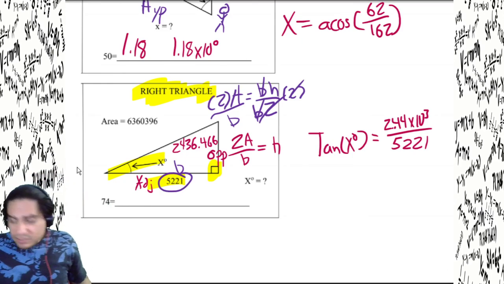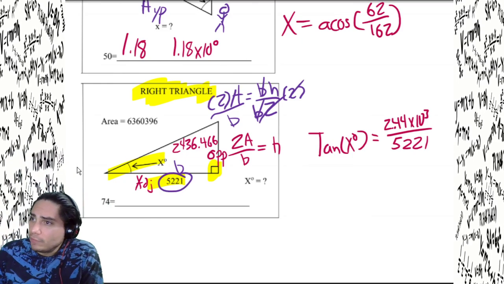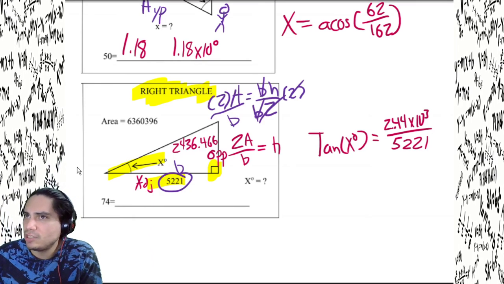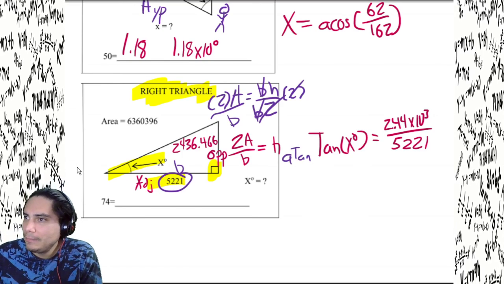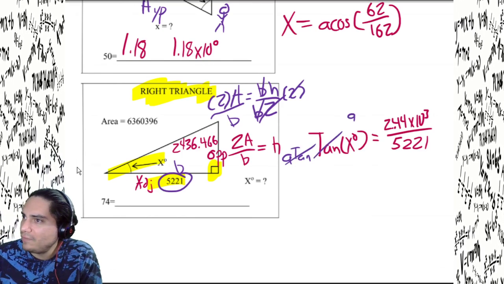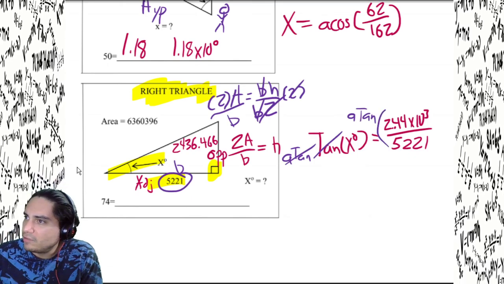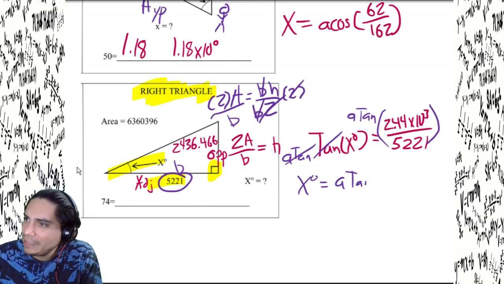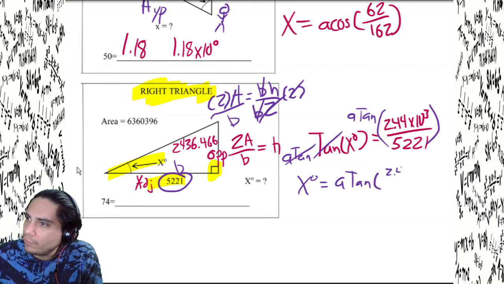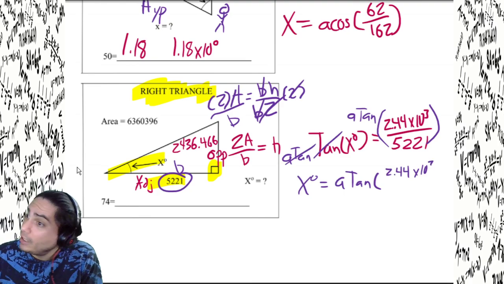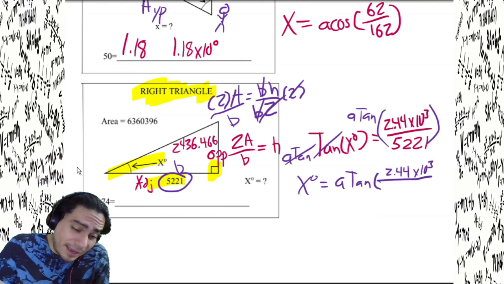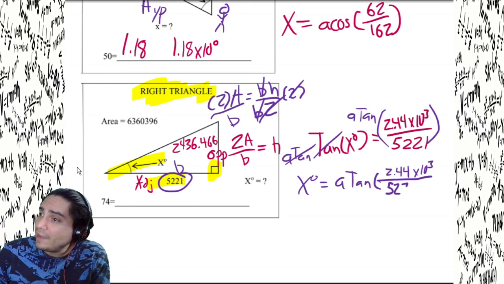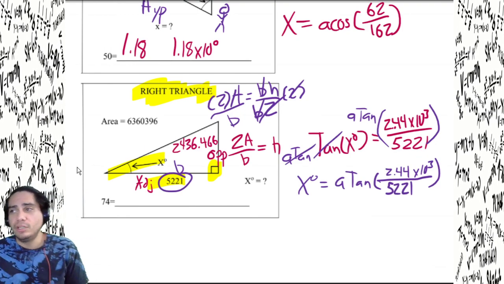So next step, we see the tangent. We're looking for the angle. We're gonna have to go ahead and hit a tan. We're gonna have to cancel out that tangent by hitting a tan. Cancels out. But whatever you do on the left, you gotta do to the right. And so we end up with x degrees is equal to a tan of 2.44 times 10 to the third. Now, again, you better not have typed that down. You might get this wrong. Over 5221. All right, so let's go ahead and set this bad boy up.